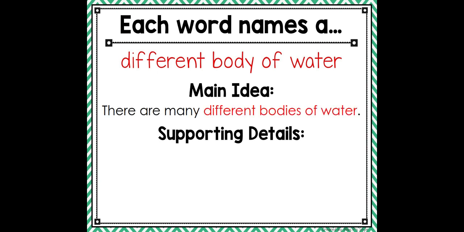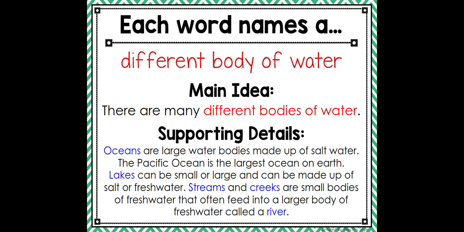So our main idea is there are many different bodies of water, and our supporting details explain about those different words. Okay, so oceans are large water bodies made up of salt water. That gives us more information about the word oceans. The Pacific Ocean is the largest ocean on Earth. Lakes can be small or large and can be made up of salt or fresh water. Streams and creeks are small bodies of fresh water that often feed into a larger body of fresh water called a river.